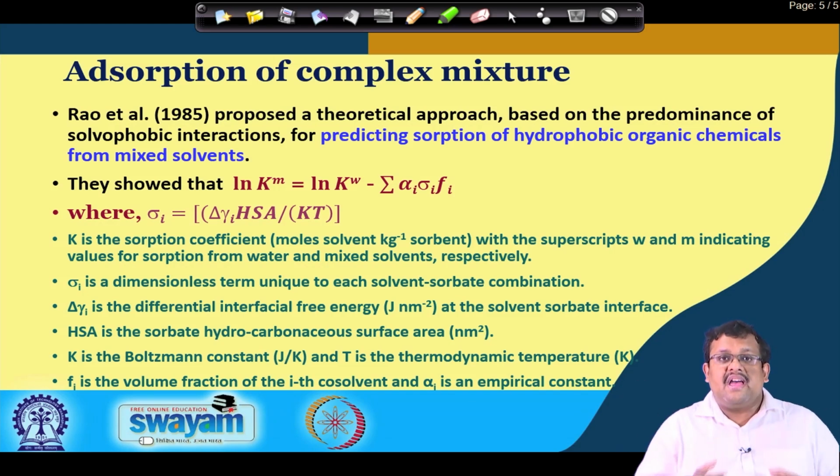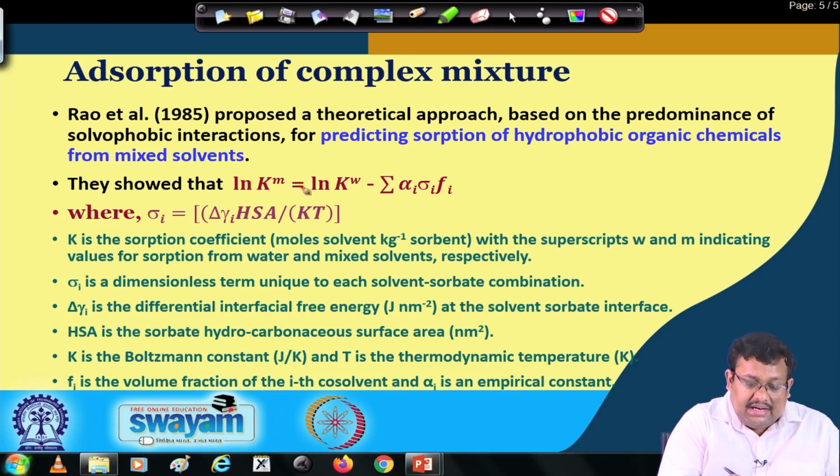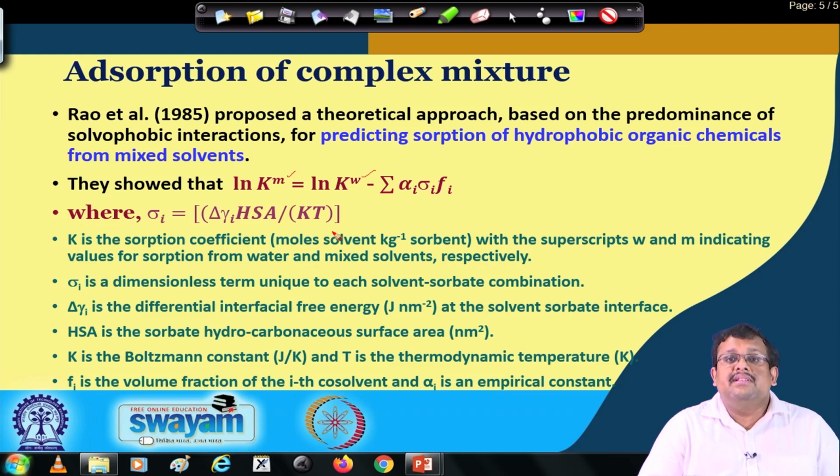Then this sorption generally follows this theoretical equation, where ln Km, the logarithm of Km, is basically ln Kw minus alpha_i sigma_i f_i, where sigma_i basically denotes delta gamma_i HSA by kT. Now, here let us define all these terms.